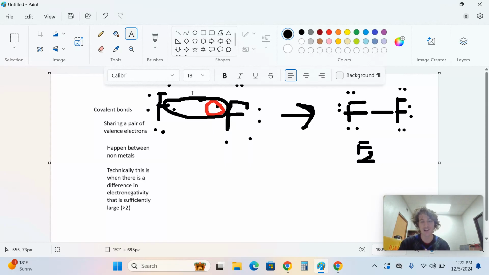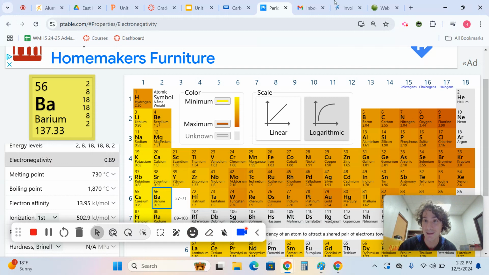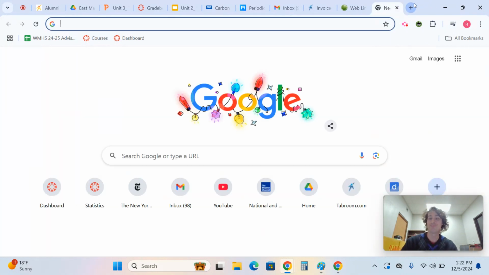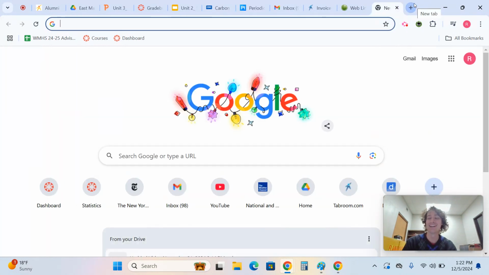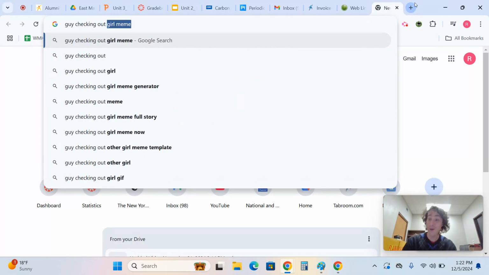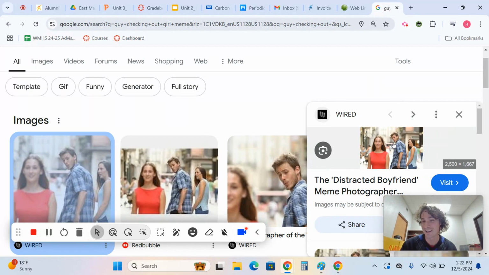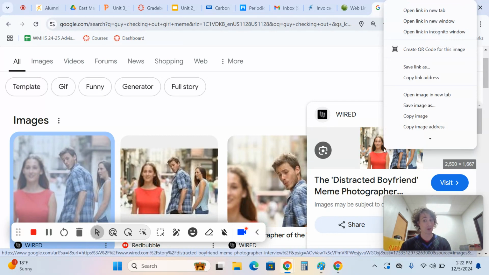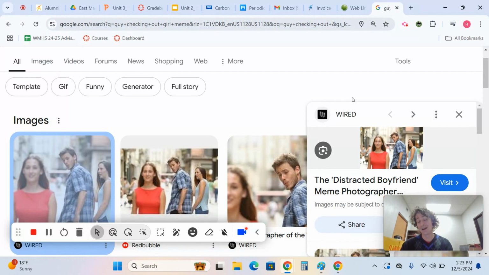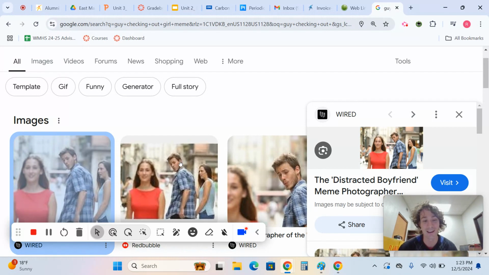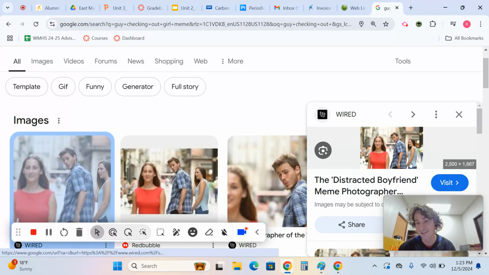It's like the analogy, what's that meme? I don't remember the name of it, for those who like memes. Let's see, the guy checking out. Oh, look at that, it knows. Yeah, you know this one, right?